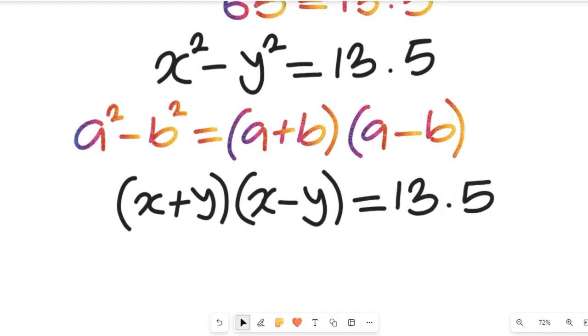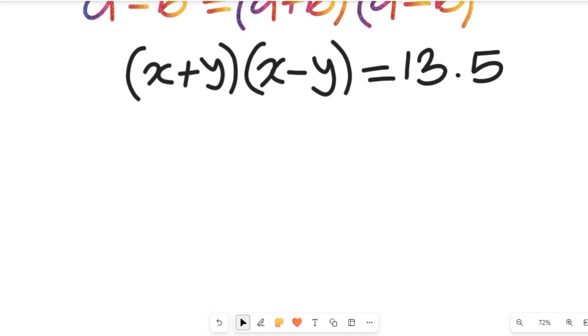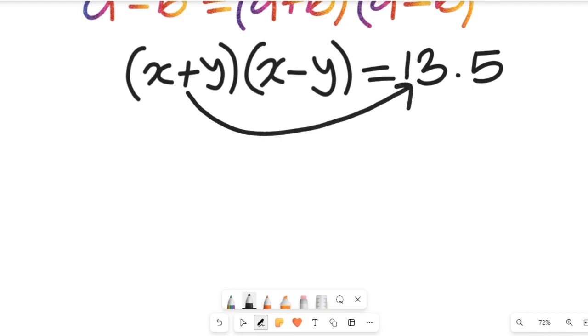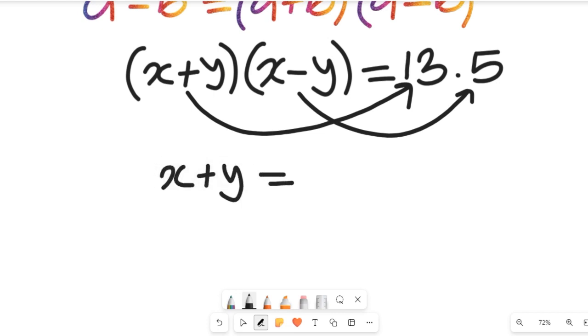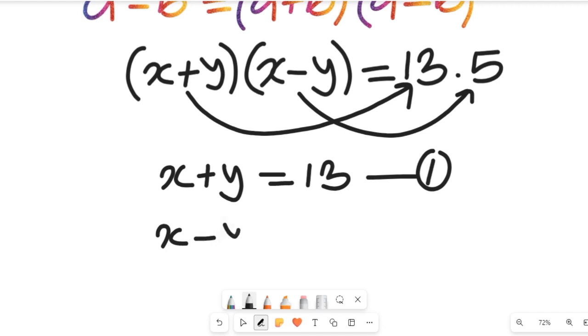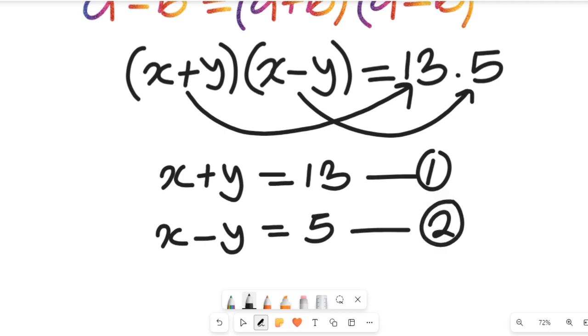So we have two different equations. Now from here, I can say let this multiply this and let this also multiply this. So we'll have our x plus y equal to 13, and we'll take that to be equation 1. And then we'll have our x minus y equal to 5, and we'll take that to be equation 2. Now let's solve these two equations.